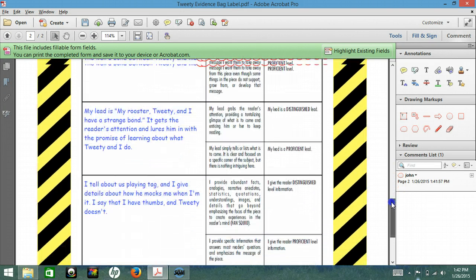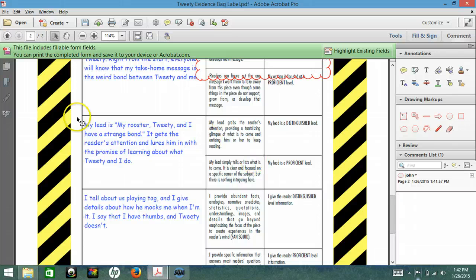Then she's going to move down to leads and look at the lead. She's going to put her lead in. My lead is, my rooster Tweety, and I have a strange bond. Remember, this is a paragraph, so her lead is only one sentence. Yours could be longer if you choose an essay. It gets the reader's attention and lures them in with the promise of learning about what Tweety and I do. Notice she doesn't just say it gives a tantalizing glimpse of what is to come. She indicates that what is to come might be what she and Tweety do. It gets to the point using specifics from her paragraph along with words from this rule or warrant.